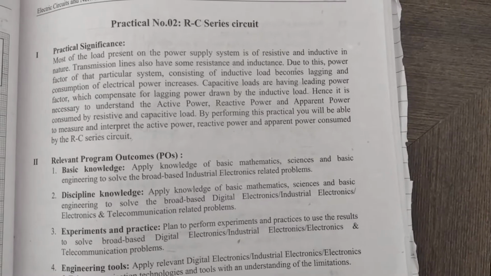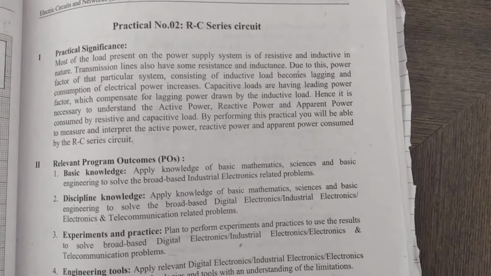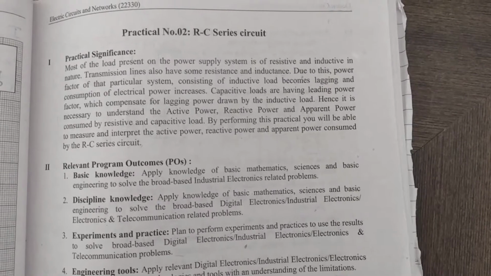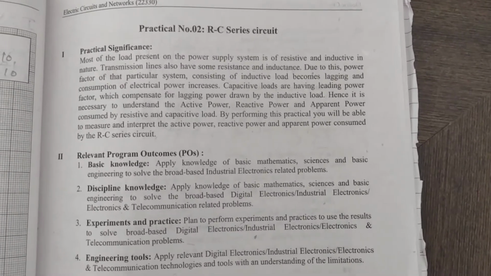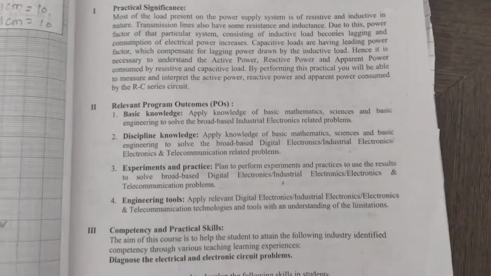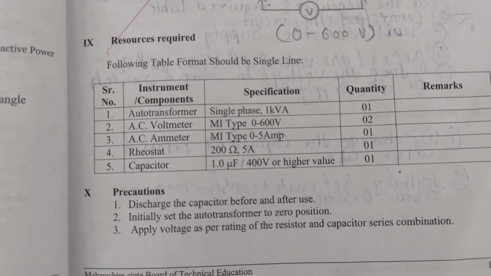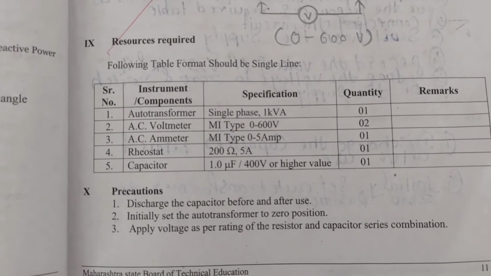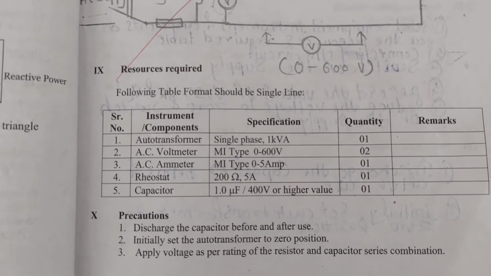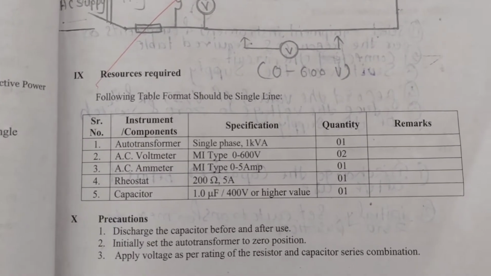Today we are going to perform the practical to determine active, reactive and apparent power consumed by resistive and capacitive load, that is RC series circuit. Now we will see what resources are required to perform this practical. First, this is the auto transformer, then AC voltmeter, then AC ammeter, then rheostat. We can use a lamp as a resistive load, then capacitor.